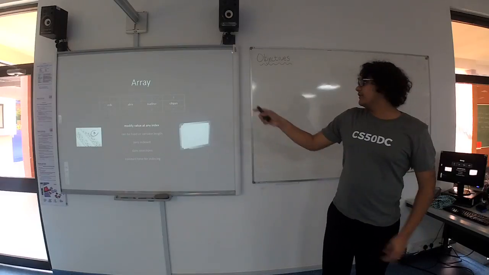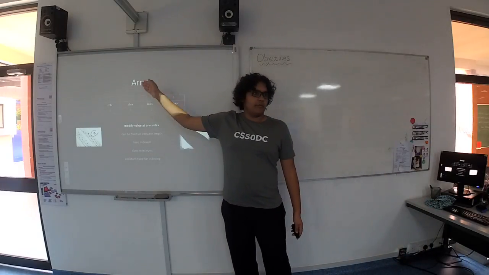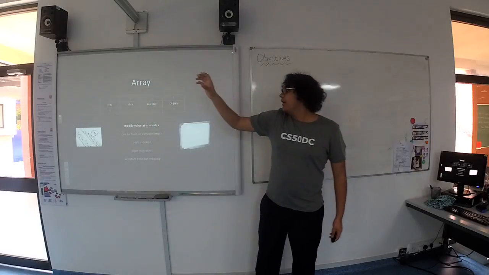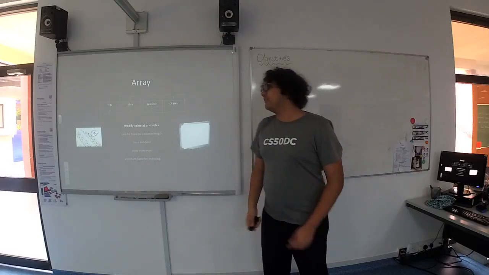0 indexed. This is this row here. So humans would label Rob number 1 because he's the best. But computers start with 0 when they are talking about arrays.